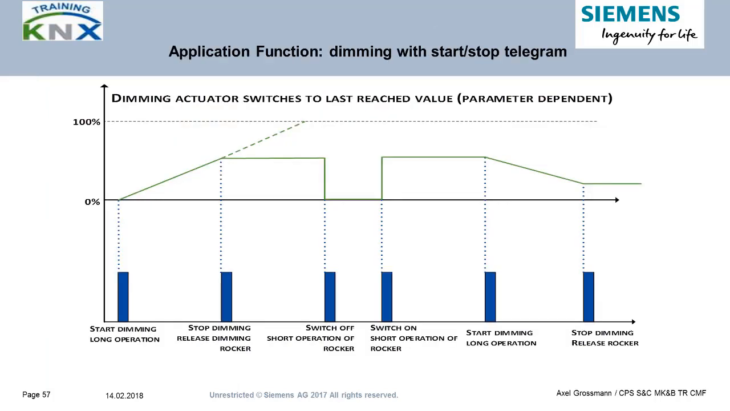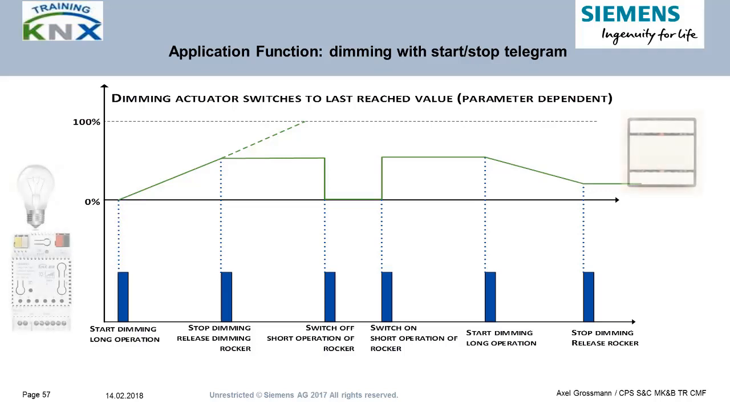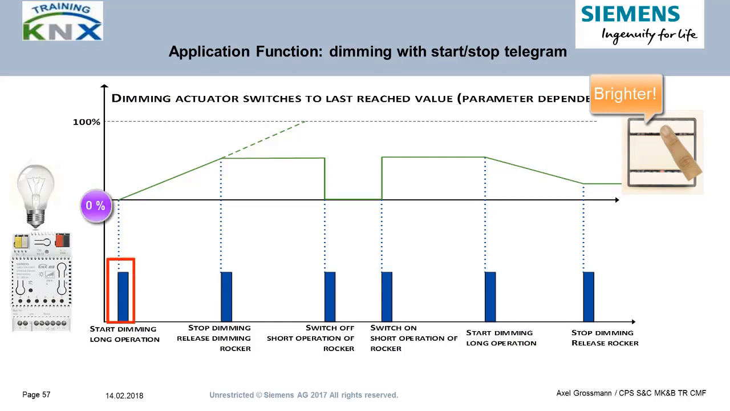This graphic shows on the timeline what happens when you operate the dimming rocker. It is the user function dimming by start-stop telegrams, from left to right. The actuator is turned off. Now you press the rocker top long and keep it pressed for the time being. The first telegram is the command start dimming brighter. The actuator will switch on and starts dimming up from 0.